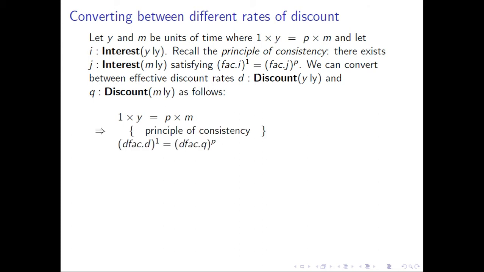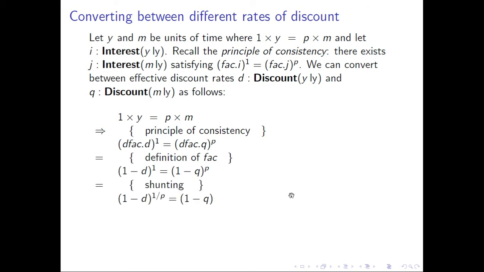Now, by the principle of consistency, that implies that the discount factor d fact of d to the power of 1, remembering that d is a yearly discount rate, is equal to d fact of q to the power of p, where q is a monthly discount rate. Now, by the definition of d fact, that is 1 minus d to the 1 is equal to 1 minus q to the p. Then, if we shunt the p to the left hand side, we have this expression, 1 minus d to the 1 over p is equal to 1 minus q.